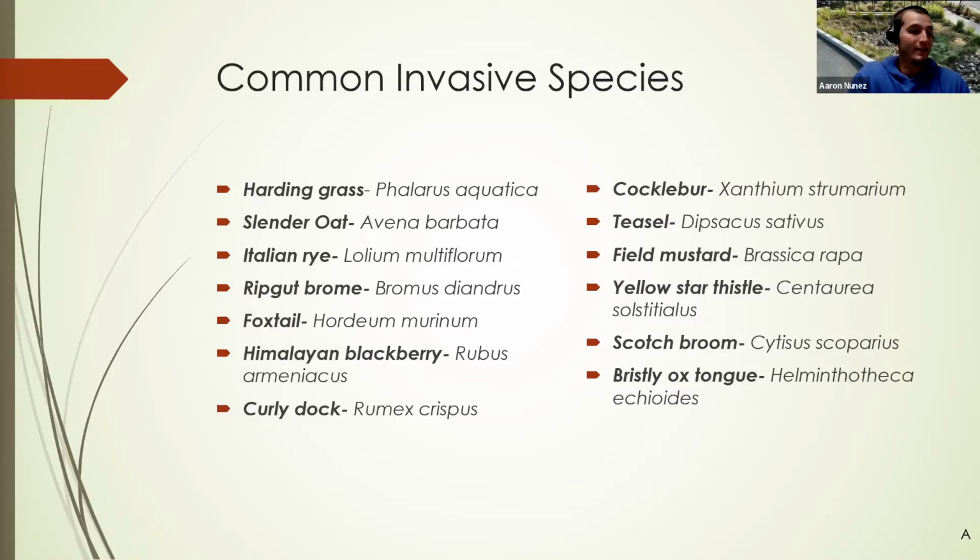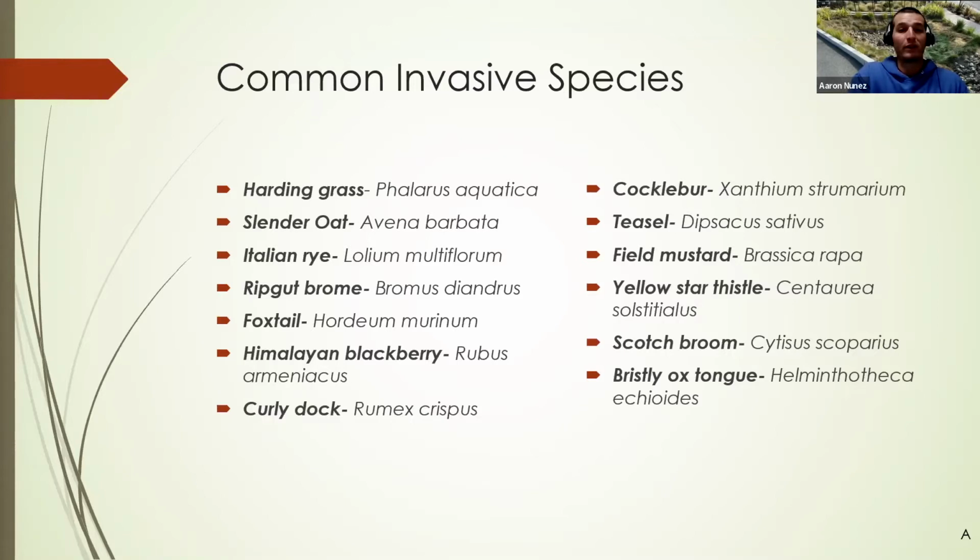Harding grass is extremely invasive. And you'll see the other grasses. We have slender oat and Italian rye and ripgut brome and foxtail. Those are also invasive, but their main issue that I have is that they have very shallow root systems. These are annual grasses, so they don't tap into the soil as well. They can lead to erosion. They turn brown. They don't intake pollutants nearly as well.